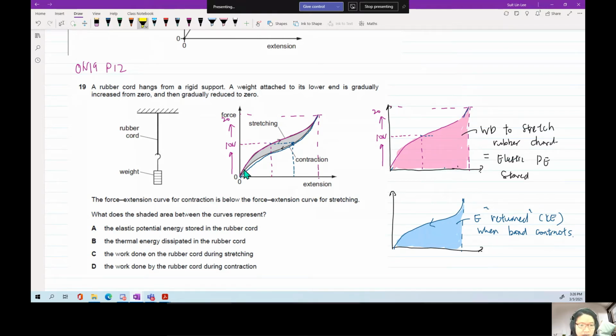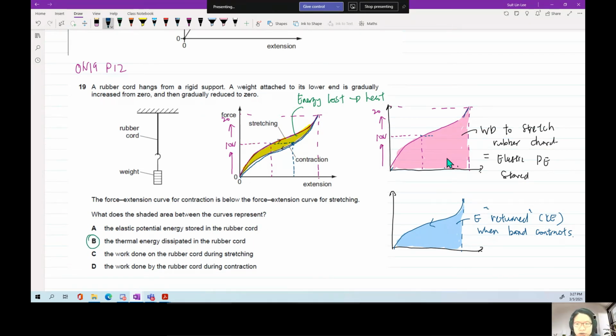This difference here is because the band will get hot. Okay, so this difference in area here is the energy lost. Normally it will become heat because the layers of the rubber molecule will rub against each other. So what is the shaded area? The thermal energy dissipated in the rubber cord.